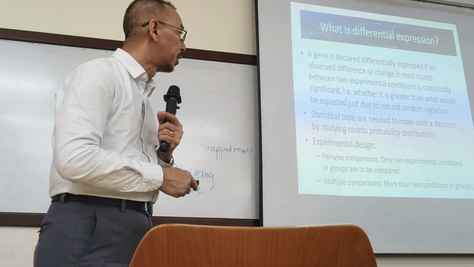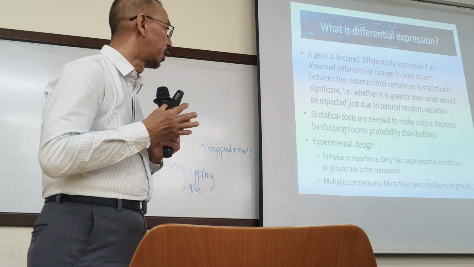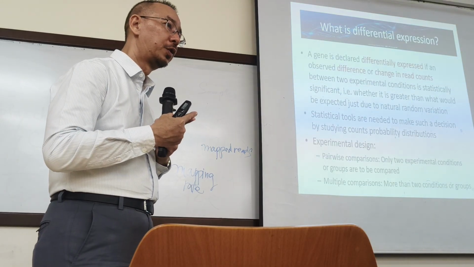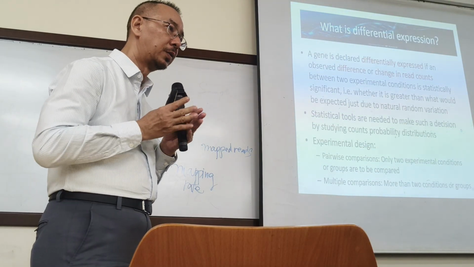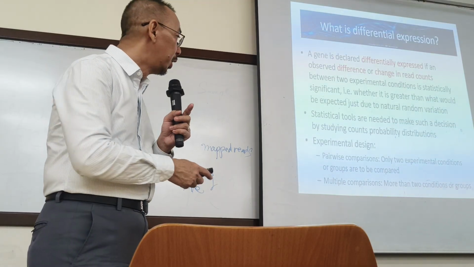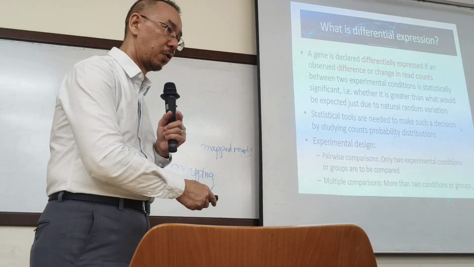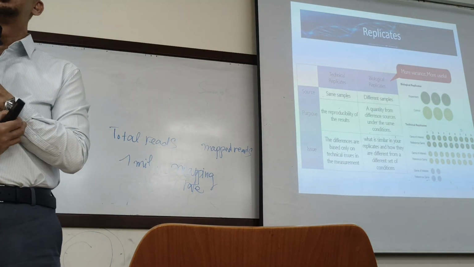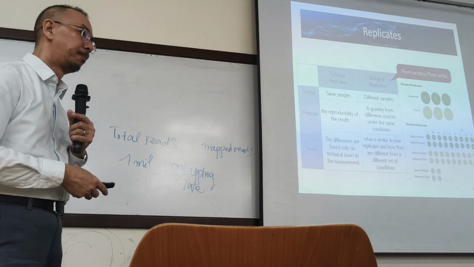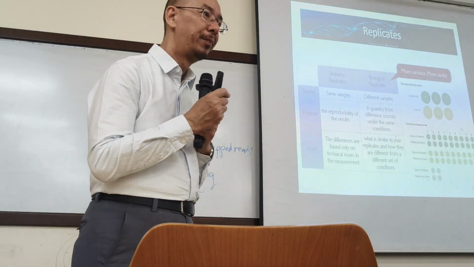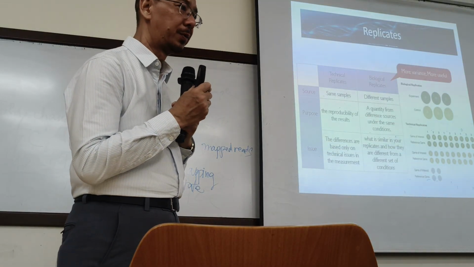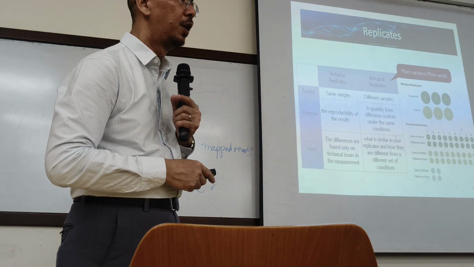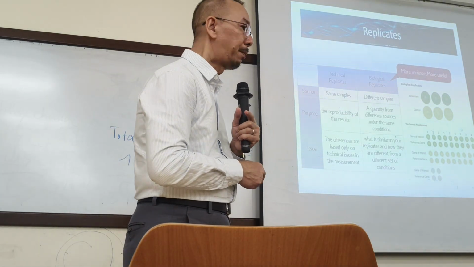Based on comparison, only two experimental conditions. Normally, we set up experiments with the control, so we compare two conditions, normally two. In case of more than two conditions or groups. And then, we will have different samples within the same condition. The first one we call technical replicates, and the second one biological replicates.